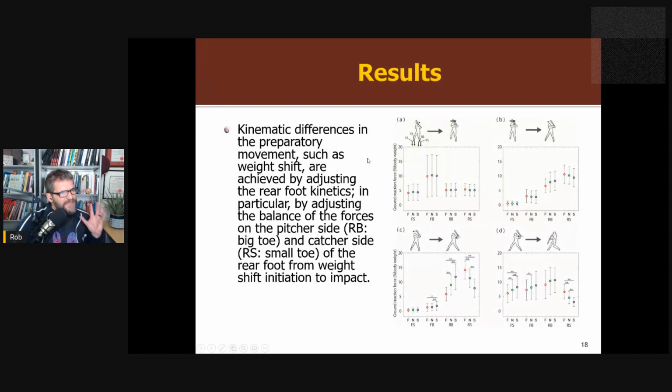They also found these really interesting kinetic differences. In particular, they had very sensitive force measurement. They could measure the weight on the different toes, the one facing the pitcher and the little toe by the catcher. And what they found was the relative weighting on the different toes changed with the kinematic information as well. So it's really kind of fascinating. And I'm going to point out what I think of that as well, okay?